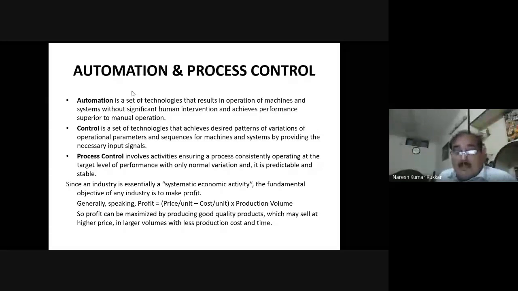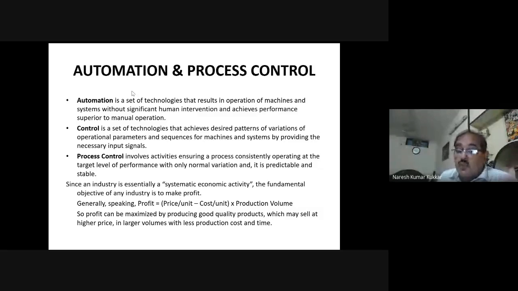So why is this done? Because generally speaking, profit is equal to price per unit minus cost per unit, times total production volume. If you want to earn profit, what should you do? One thing is price. Price is almost consistent due to competition. You have to reduce the cost per unit, or otherwise increase the production volume. There are two steps to increase profit in this competitive market.